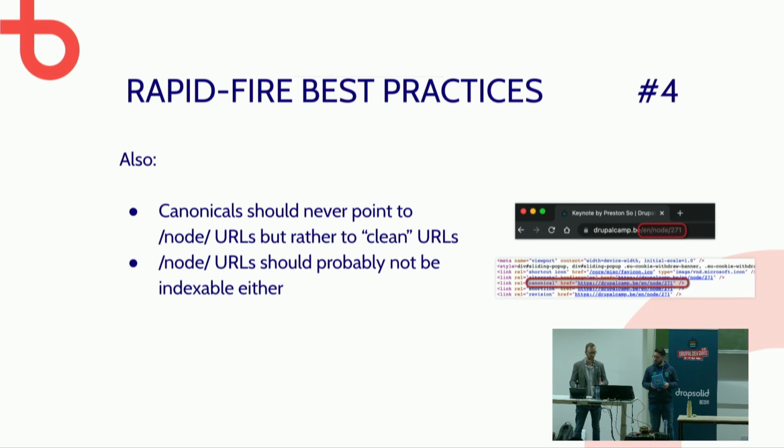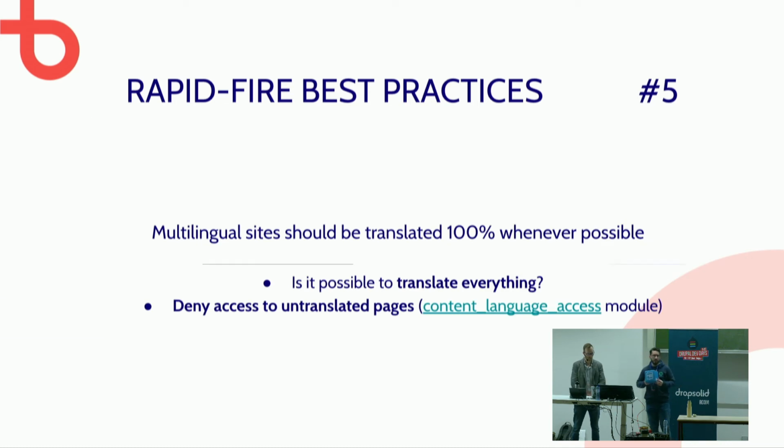Also, your canonical tags, of course, should not point to node URLs, which we saw earlier. You should just have clean URLs, and node URLs shouldn't exist on your website. They shouldn't be indexable. So if you follow the previous steps, you won't have this issue of node URLs as your canonical URL.